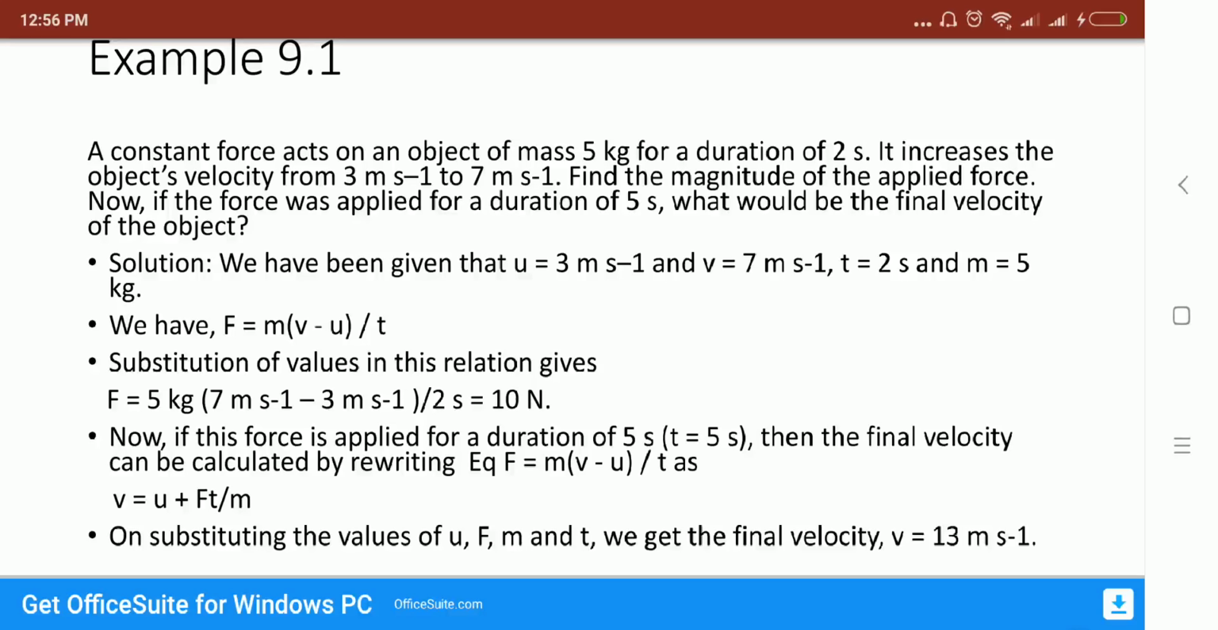u is already given, the initial velocity won't change, 3 meters per second. The force we have calculated is 10 Newton, it remains as it is. The mass of the object won't change, 5 kilograms. For the time duration, we now need to take 5 seconds instead of 2 seconds. So place the values of u, F, m and t equal to 5 seconds. So the final velocity becomes 13 meters per second. So it says that if we continuously apply a 10 Newton force, then the final velocity will change from 7 meters per second to 13 meters per second.